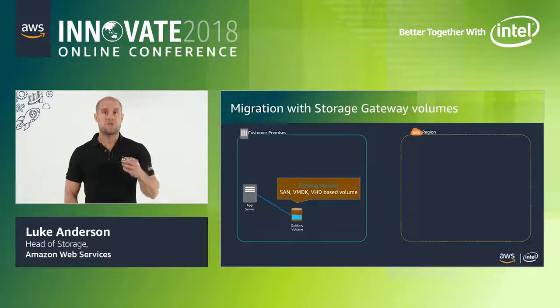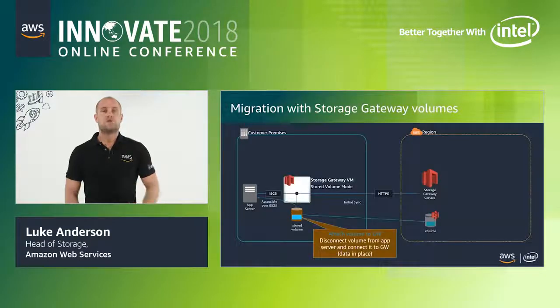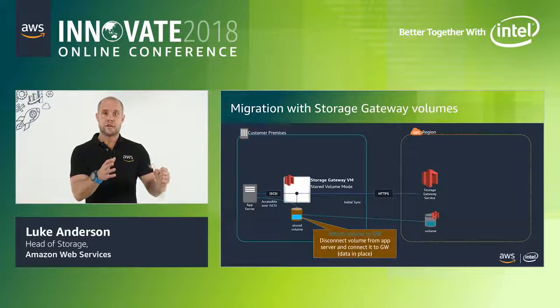And where this becomes interesting from a migration standpoint is that you can use this to migrate existing data out of your data center. So as you can see on the left, we have an application server where we have an existing volume where this would be likely mounted over a storage area network. To use the Storage Gateway in stored volume mode as a migration tool, you would deploy the virtual machine inside of your data center. Then take that volume, you detach it from your application server, and you attach it to the Storage Gateway virtual machine.